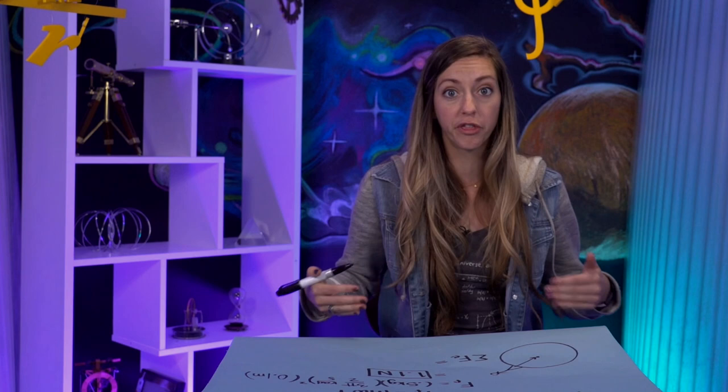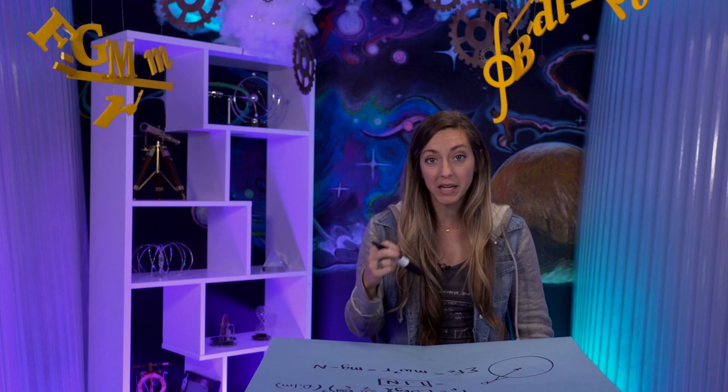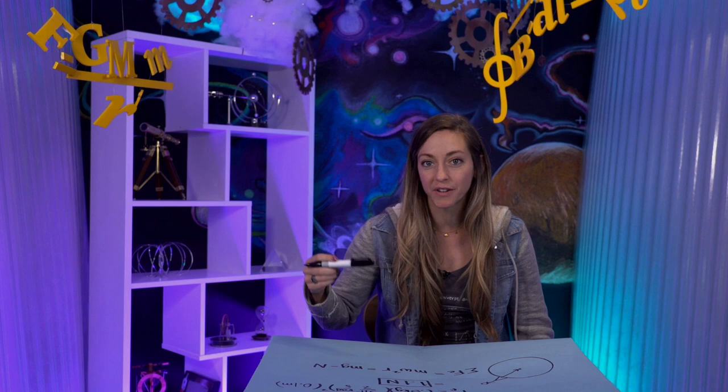But because I am rotating, the sum of the two forces must equal m omega squared r. And because we know the gravitational force between me and Earth isn't changing, that means the normal force, or the number on the scale, must be reading a different number, a smaller normal force. And it's smaller by exactly m omega squared r.